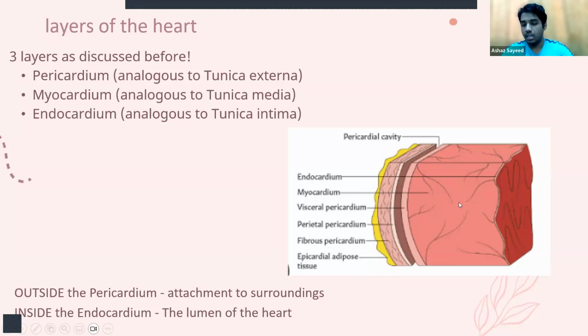Then the biggest chunk of layering. You have this layer like a sandwich. The thickest portion, that's the myocardium. That's the thickest portion. And then finally you have the endocardium, inside of which you have finally reached inside the heart. So outside the pericardium, it's just attachment to the surroundings. And inside the endocardium, you have the lumen of the heart, where you will actually see blood within the heart.